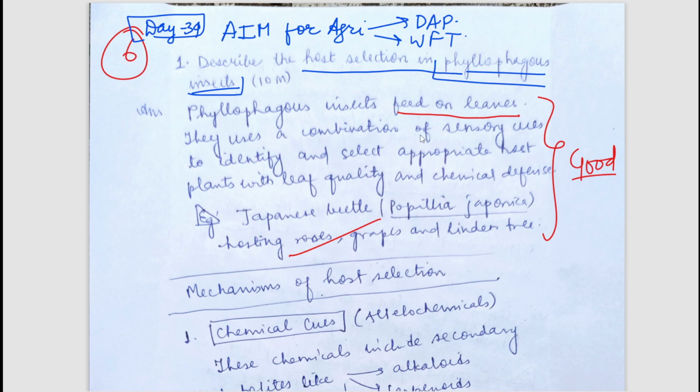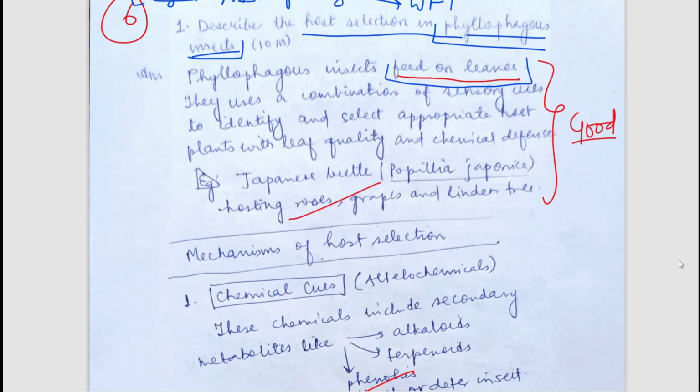Okay, so phallophagous insects are those insects which feed on leaves, as highlighted by the student here also. So let's see what the mechanisms for their host plant selection are. You can see examples of phallophagous insects have also been mentioned, such as the Japanese beetle. Whenever you add examples in your introduction part, or whenever you are writing points, that enhances your answer. So please try to add examples.